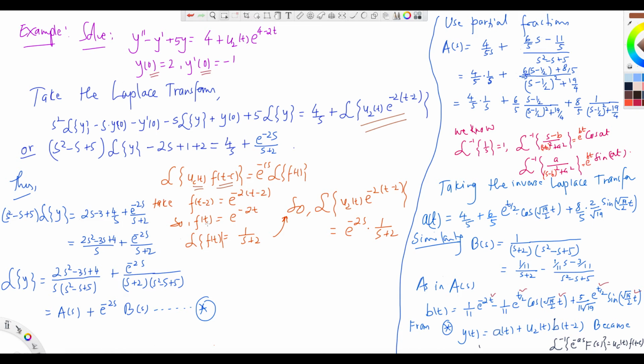So in that case, f(t) is e to the negative 2t. What is the Laplace transform of f(t) then? The Laplace transform of f(t) will be 1 over s plus 2, right? So e to the negative 2t has Laplace transform of 1 over s plus 2.